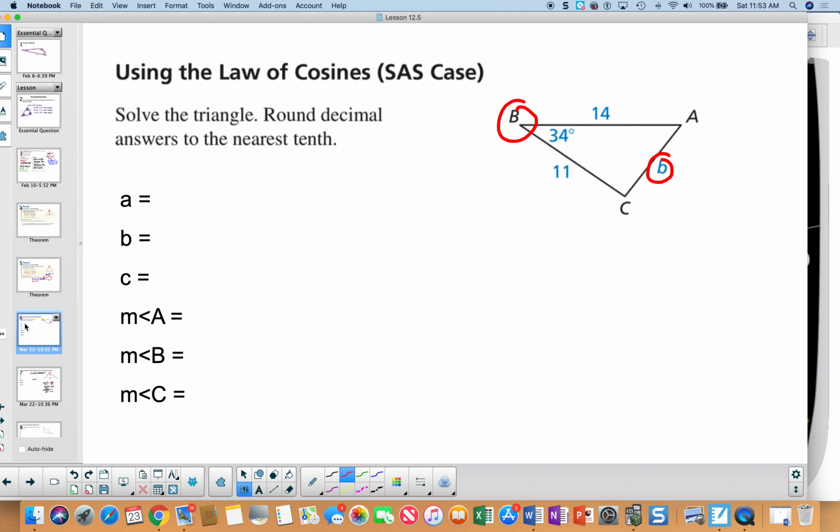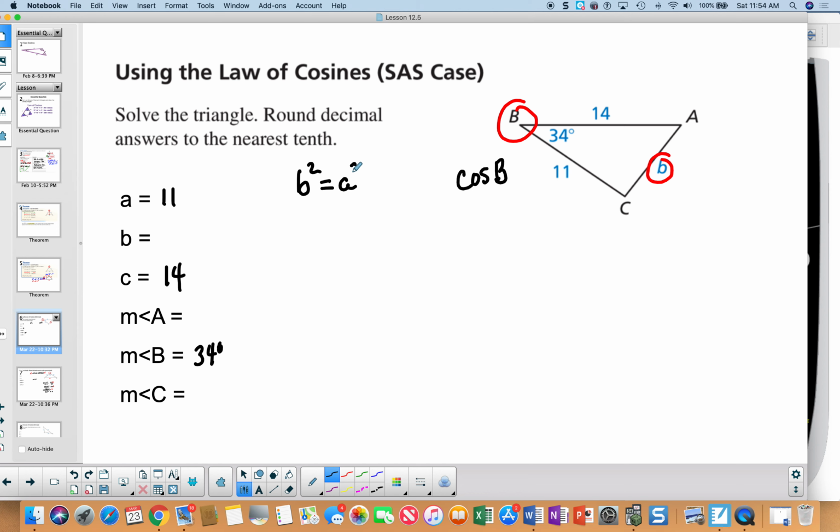Let's take a look at solving for sides and angles using the law of cosines. Notice that this is a side, angle, side situation. Let's go ahead and write everything that we know right now. We know that angle B is 34 degrees. We want to find b, but we know that a is 11, and we know that c is 14. Okay, and so I'm going to identify the angle and the side opposite. So here's b squared, and the angle opposite is angle B. So I know that's how I start my formula.